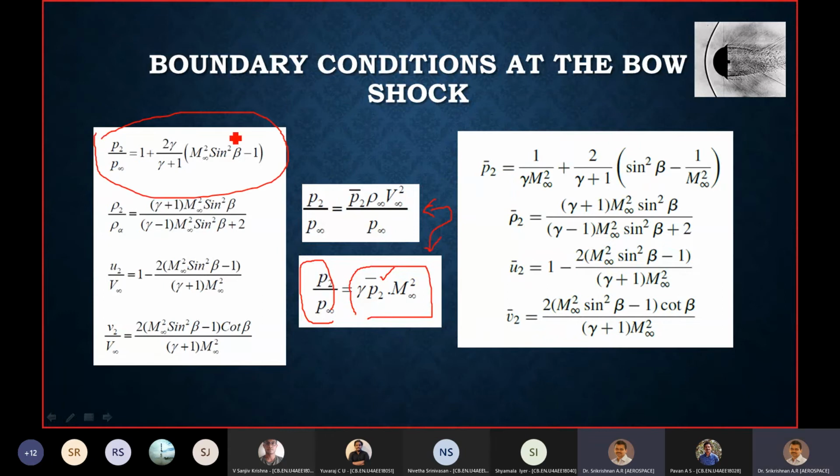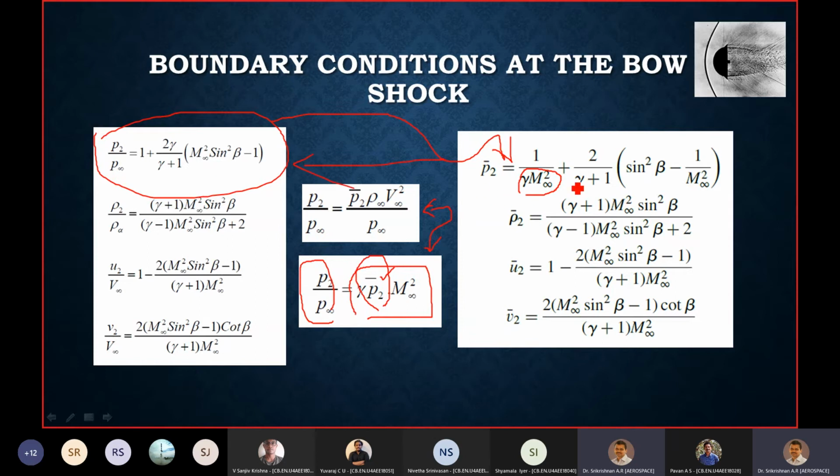These directly lead to their values for their non-dimensionalized form. So P2 bar can be written as 1 by gamma M infinity squared plus etc. All that comes from what I have written here. P2 by P infinity is equal to gamma P bar M infinity squared, from which I can write P2 bar as a function of P2 by P1 and gamma M infinity squared. So the whole thing gets divided by gamma M infinity squared. P2 by P1 I have already there on the left hand side.